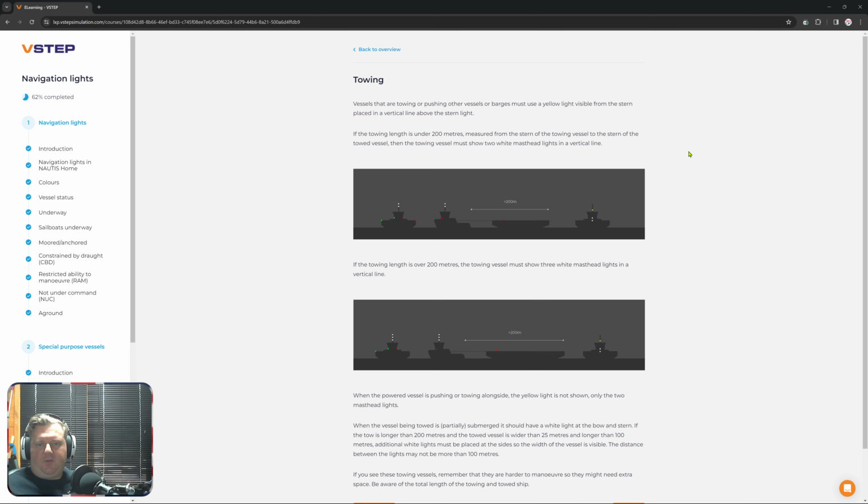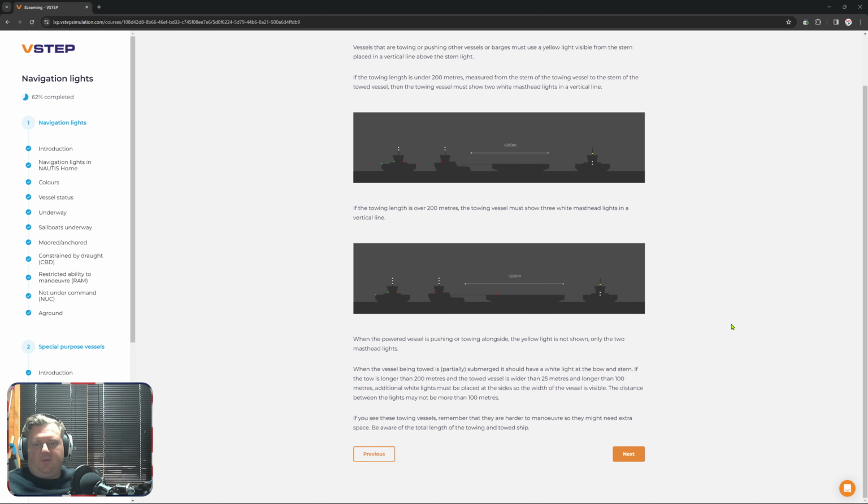If the towing length is under 200 meters, measured from the stern of the towing vessel to the stern of the towed vessel, then the towing vessel must show 2 white masthead lights in a vertical line. If the towing length is over 200 meters, the towing vessel must show 3 white masthead lights in a vertical line. When the powered vessel is pushing or towing alongside, the yellow light is not shown, only the 2 masthead lights.